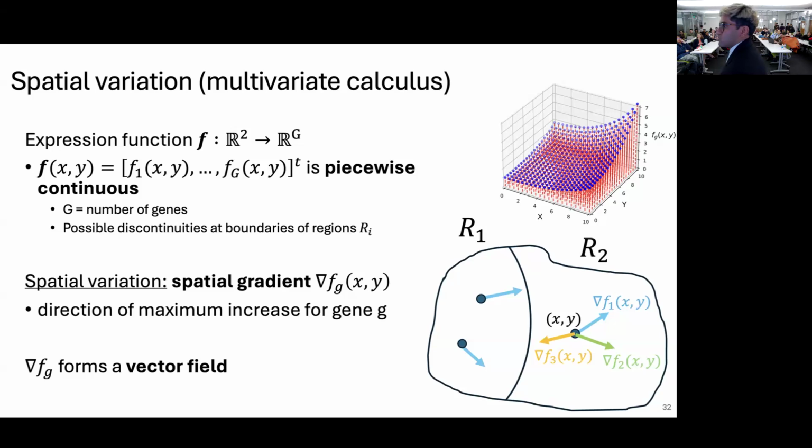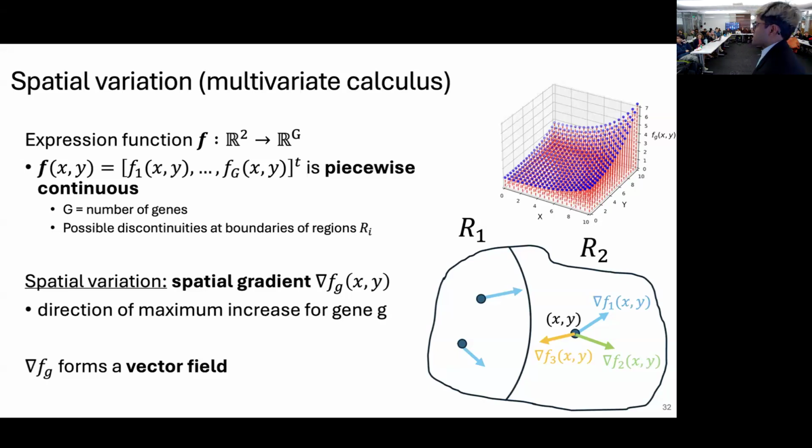You might recall from multivariable calculus that the gradient of a function tells you the direction of maximum increase of that gene. For example, it might be a bit hard to see, but for this gene in blue, the gradient points in this direction, telling you that in this direction of the tissue, your gene is increasing the most. For this other gene, the gradient in green points in a different direction, telling you gene 2 is increasing in a different direction. And gene 3 might be increasing in the opposite direction. In general, these gradients form a vector field across your entire tissue. So if you'd like to model spatial variation, your goal should be to learn these gradient fields.